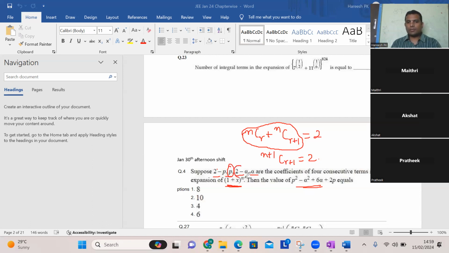Similarly, add up these two. You'll get nC(r+2) plus nC(r+3). That also should be 2. So you can simplify this as (n+1)C(r+3). This is also 2.